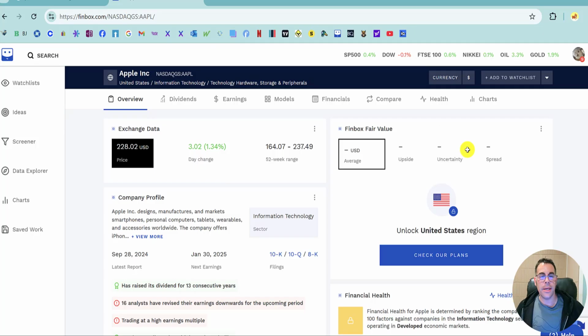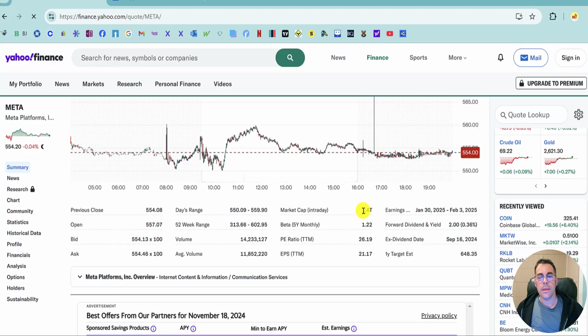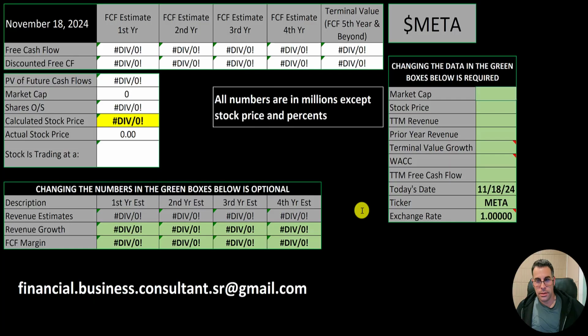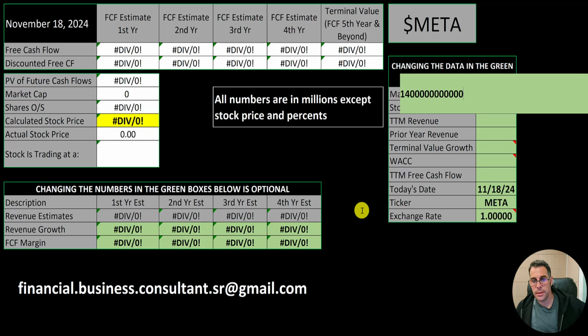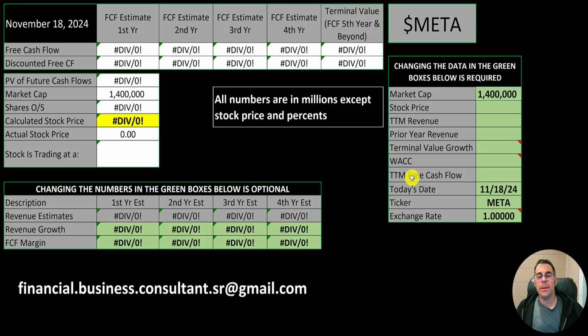Let's go to Yahoo Finance. So type in Meta. It's 1.4 trillion. So make sure you enter the entire number. 1400000000000. It looks like 1.4 million. It's actually 1.4 trillion because all numbers are millions except the stock price and percents. It's just formatting.